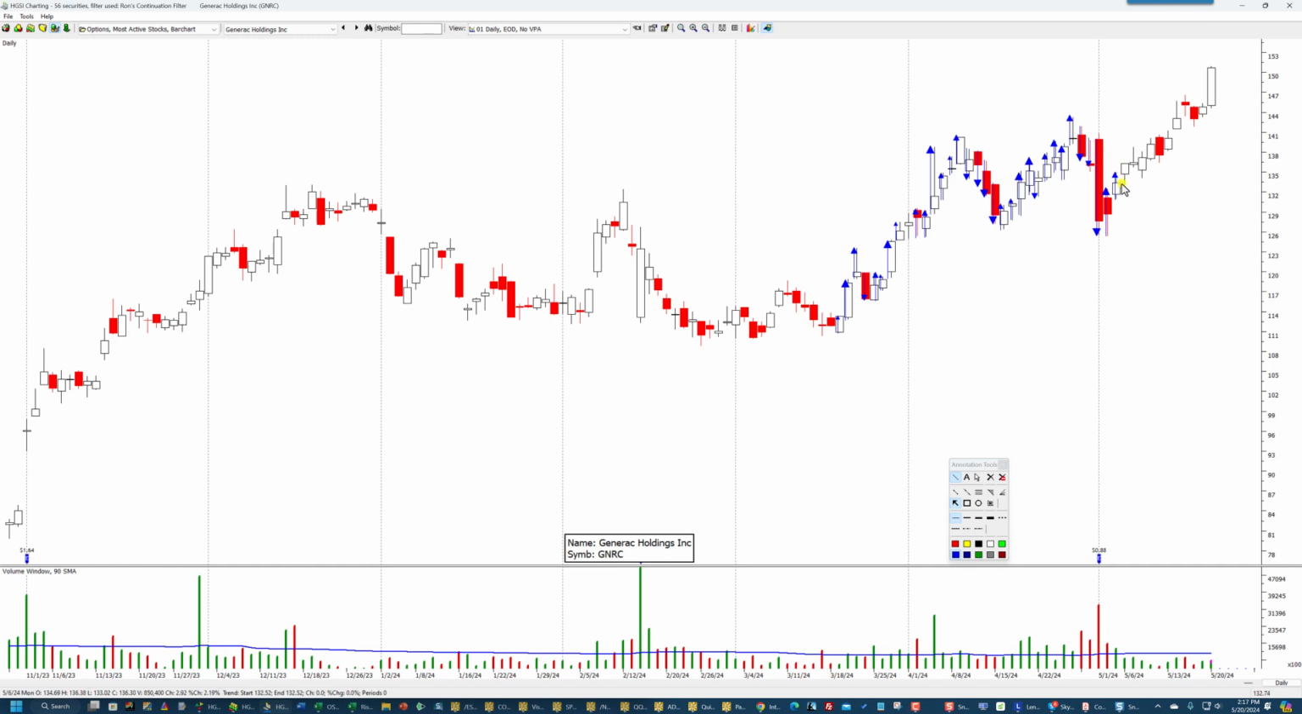Structurally up, structurally up, structurally up, up, up, down, because the close is lower than the prior day's close. This is structurally up, structurally up. This will be structurally up because the close is higher than the prior day's close. Down, up, and look at this, it's currently up.